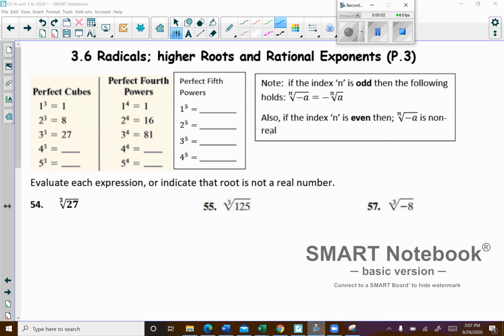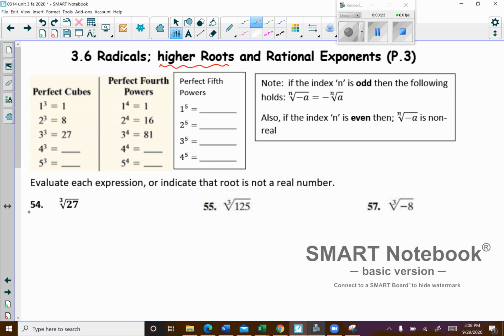All right, so here's our last section of Unit 3. It's going to be radicals, higher roots, and rational exponents. So first we're going to look at the higher roots part. So thus far we've only been doing square roots, and that means our index has been a 2. But now we're going to look at some higher ones.